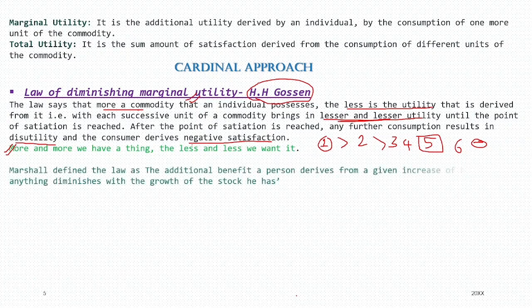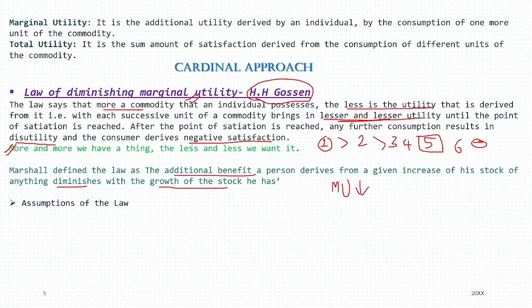Marshall also defined it. He said that the additional benefit a person derives from a given increase of his stock of anything diminishes with growth of the stock he has. So this was his definition. In short, we can say that marginal utility keeps on decreasing with increase in the units of goods. Okay. Now look at some assumptions of the law.